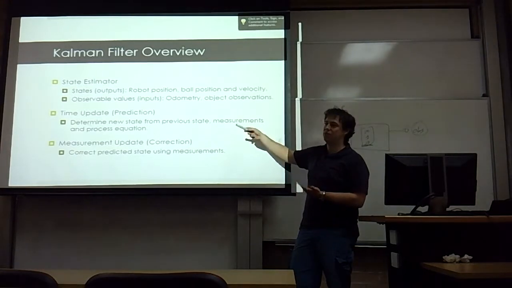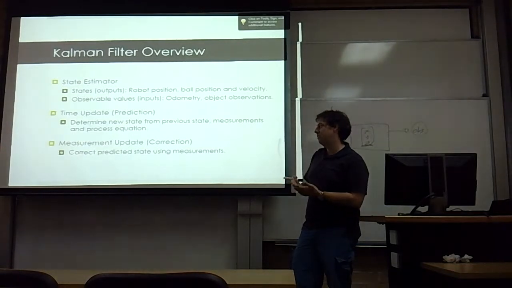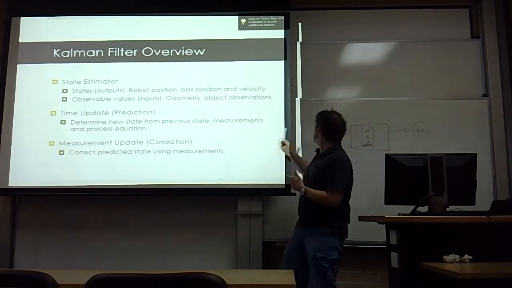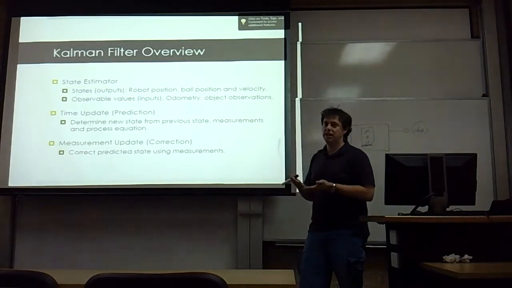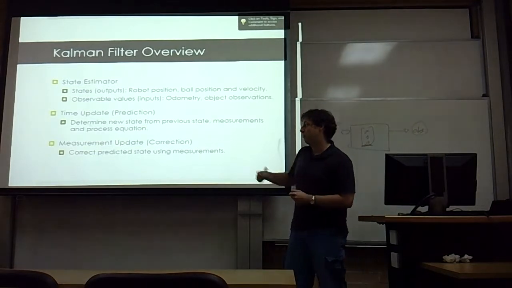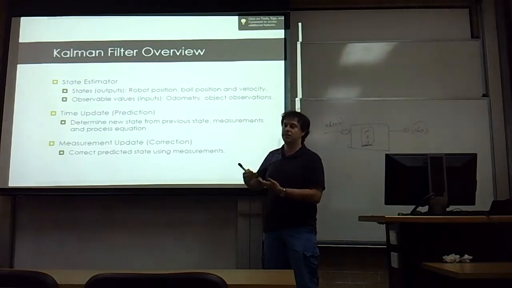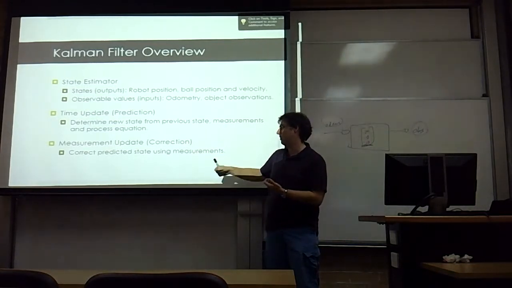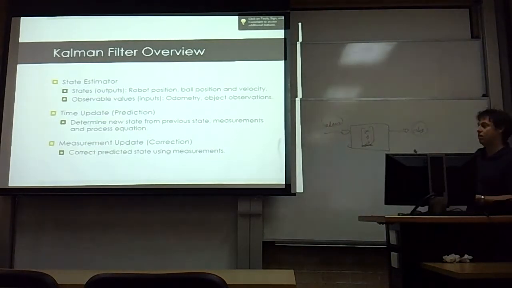So there's basically two steps to the Kalman filter. There's the time update or prediction step. In this step, it determines a new prediction of the state based on the previous state, as well as the measurements, in this case the odometry, and the process equation, which is basically how we know the system acts. So our equation that determines how the process changes over time. And then the measurement update happens after that, and that is a correction step, and it uses the observations, or the measurements we've obtained, which are the observations of the objects, to try to correct that estimate.